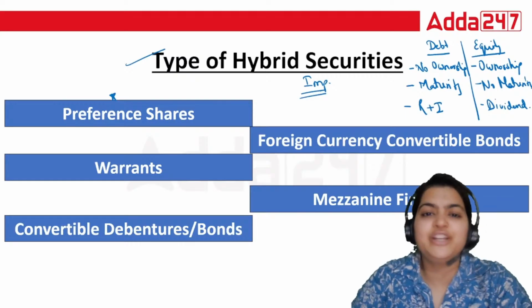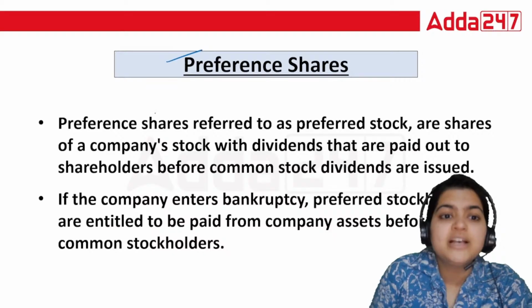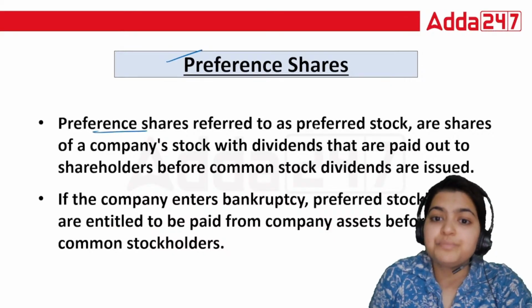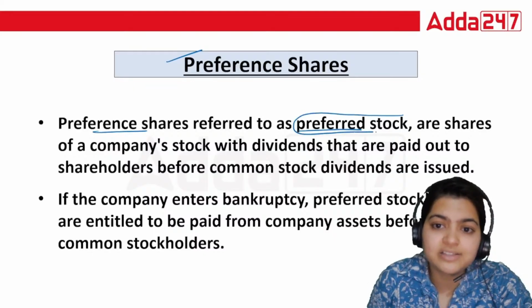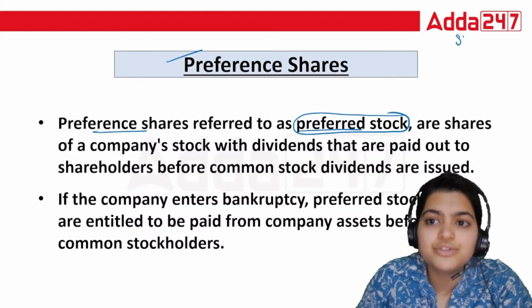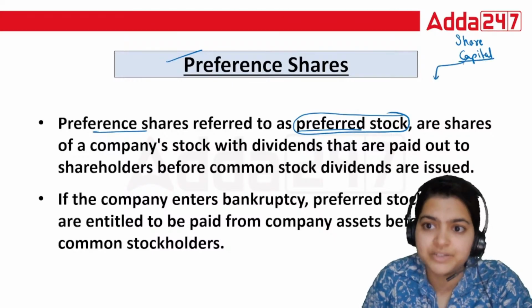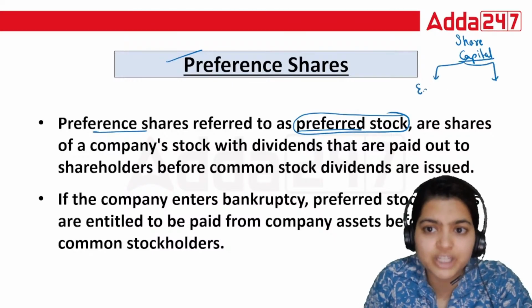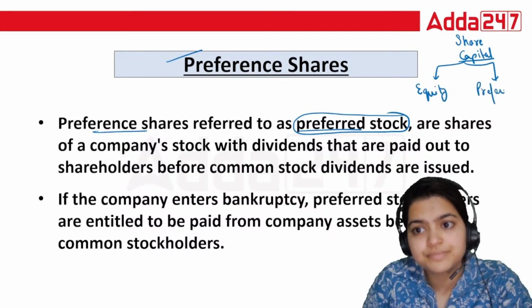So these are very common differences between debt and equity. So let's start with the very first type of hybrid security, that is preference shares. Preference shares are referred to as preferred stock. How do you say this type of share is a preferred stock? Basically when we talk about share capital, we say share capital is divided into two parts. One is your equity and the next is your preference.